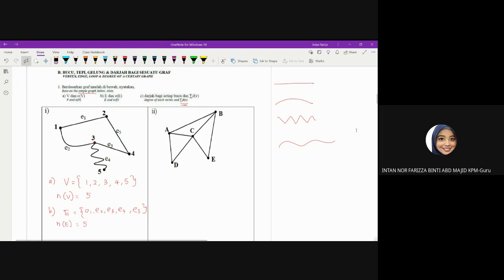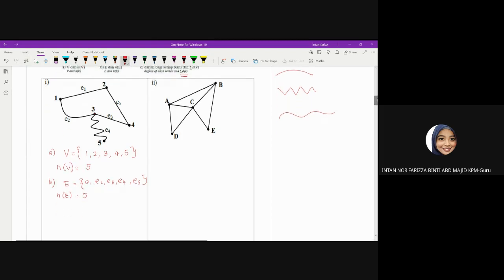Now let's look at C. How do you find the degree of a vertex? There are 2 methods, girls. The first one, you can list out D1, D2. D stands for the degree, and the number next to it is the name of the vertex. If this were point A, I would write DA, but now we use numbers, so I use D1, D2, and so on. This is option number 1.